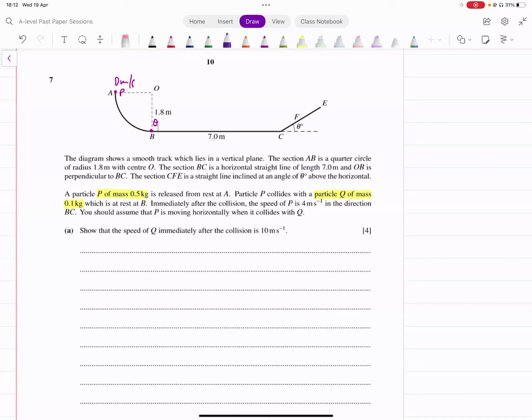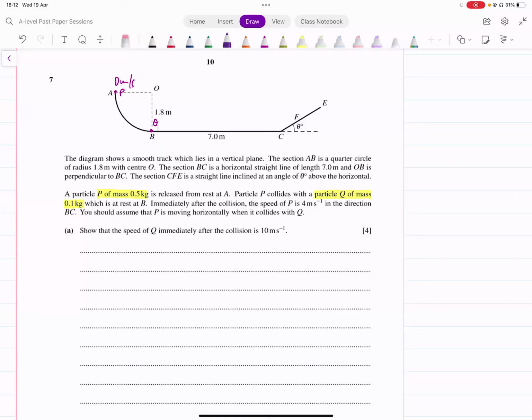इसका मतलब ये है कि जब P, Q से कोलाइड करता है, आपने उसको हॉरिजॉन्टली ट्रीट करना है। ये नहीं ट्रीट करना है कि वो एंगल पे लग रहा है, आपने उसको ऐसे ही ट्रीट करना है जैसे वो हॉरिजॉन्टली कोलिजन हो रही है। So you don't have to worry about the angle; it is a horizontal collision. This thing can show that the speed of Q immediately after the collision is 10 meters per second.